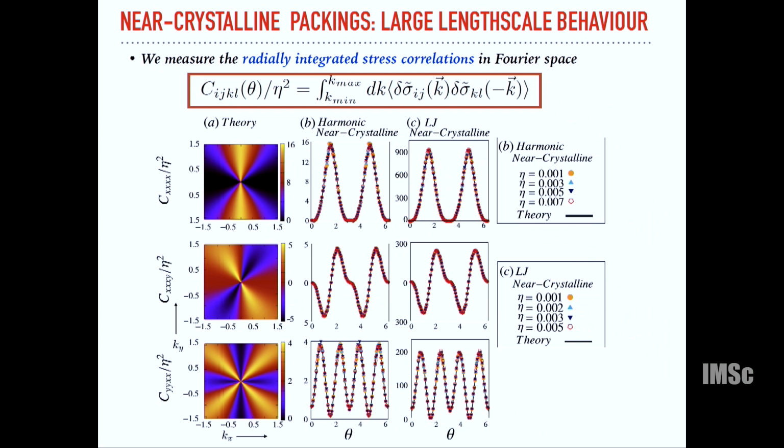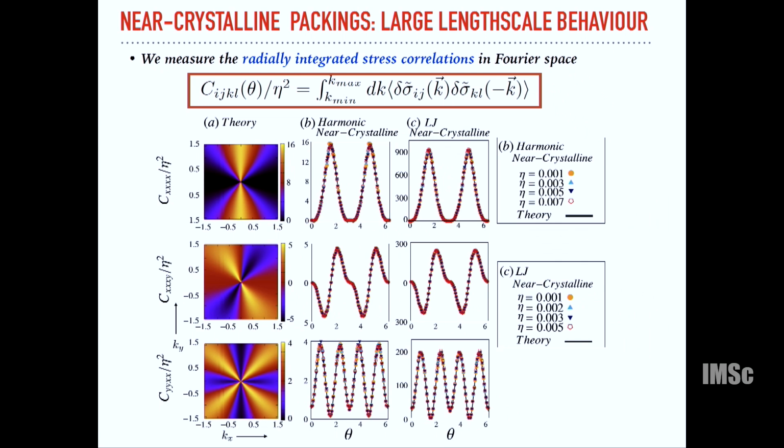This is true in both the harmonic interactions as well as the Lennard-Jones interactions. In both cases, you can do the same perturbation expansion and get exact results. And this is the integrated correlations. We're basically integrating the correlations in theta. So this is the theta in Q space, and you can see this is the sine to the 4 theta, and it matches exactly. Similarly, you have XX and XY correlations, which have the sine square theta, cos square theta dependence. And this is the XXYY correlations.